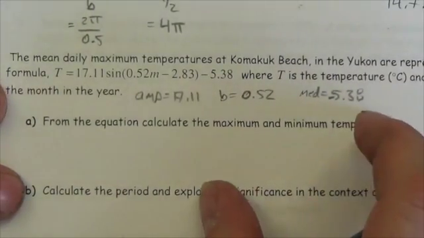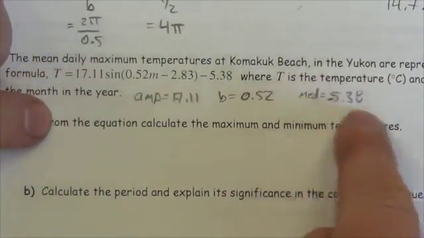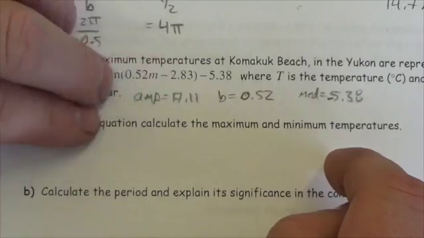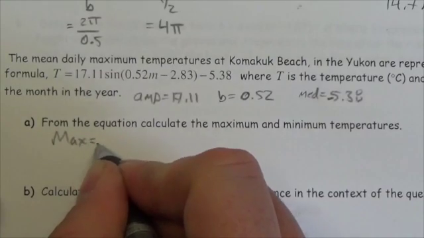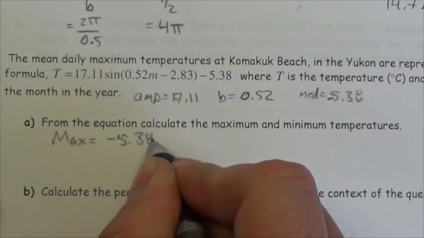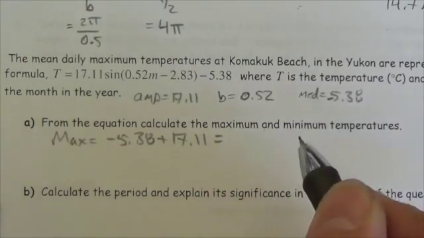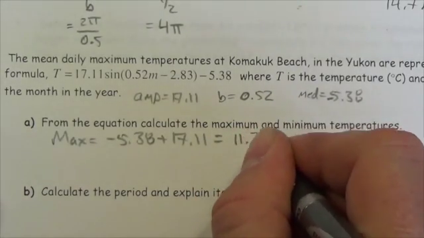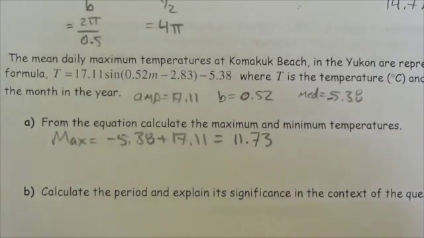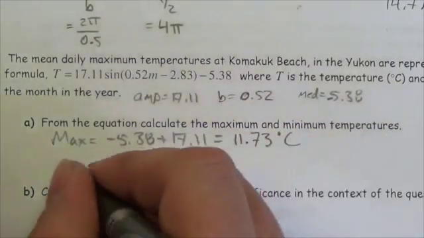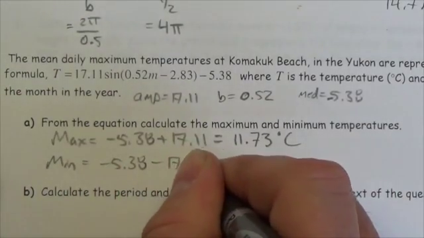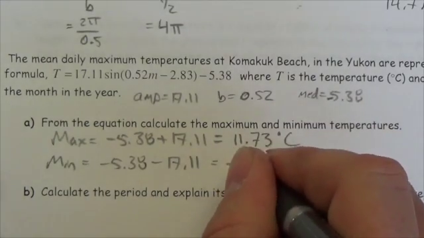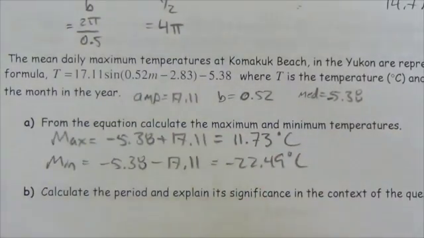The maximum and minimum values can be found by combining these two. This is the middle, and this is how high up it goes from the middle and how low it goes from the middle. So to start off with, my maximum is going to be equal to negative 5.38 plus 17.11 degrees. And so the maximum that it gets to is this 11.73. I'm assuming that's degrees Celsius. The minimum that we're going to get to will be negative 5.38. Now we're going to drop below that, so we're going to subtract 17.11. The answer is negative 22.49 degrees Celsius. So those are our maximum and minimum values.